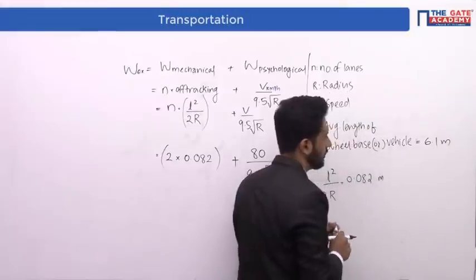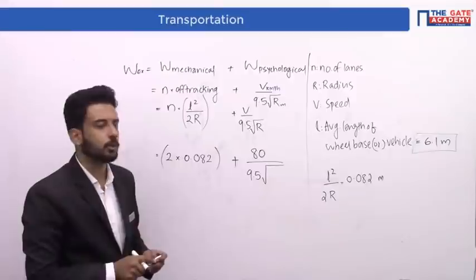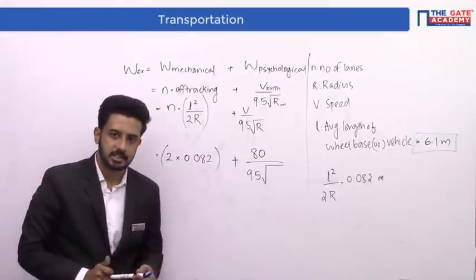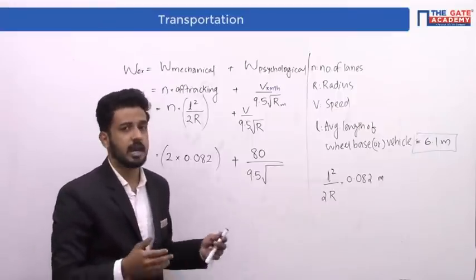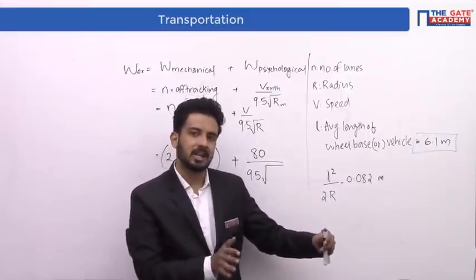6.1 meter. Okay, very important. Most probably they may not be giving the value. So if they are not giving, we have to take 6.1 meter. Okay, it is the average length. Some vehicles will be more length, some vehicles will be less length.